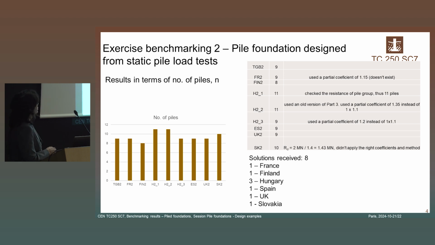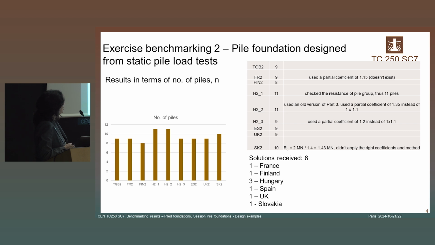So you can see here the number of piles that resulted for everyone. It doesn't look bad, but as I was saying before to Christian, the devil is in the details. So we tried to look at the details of these solutions, and we found out, for instance, that for one of the solutions coming from France, they used a partial coefficient of 1.15, which was not correct, and I didn't understand exactly where this was coming from.